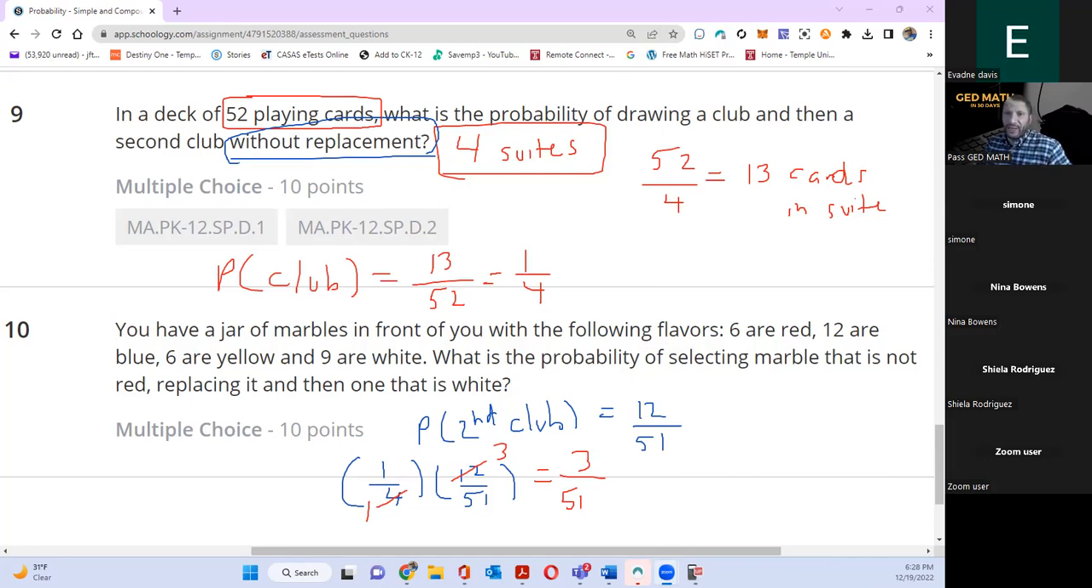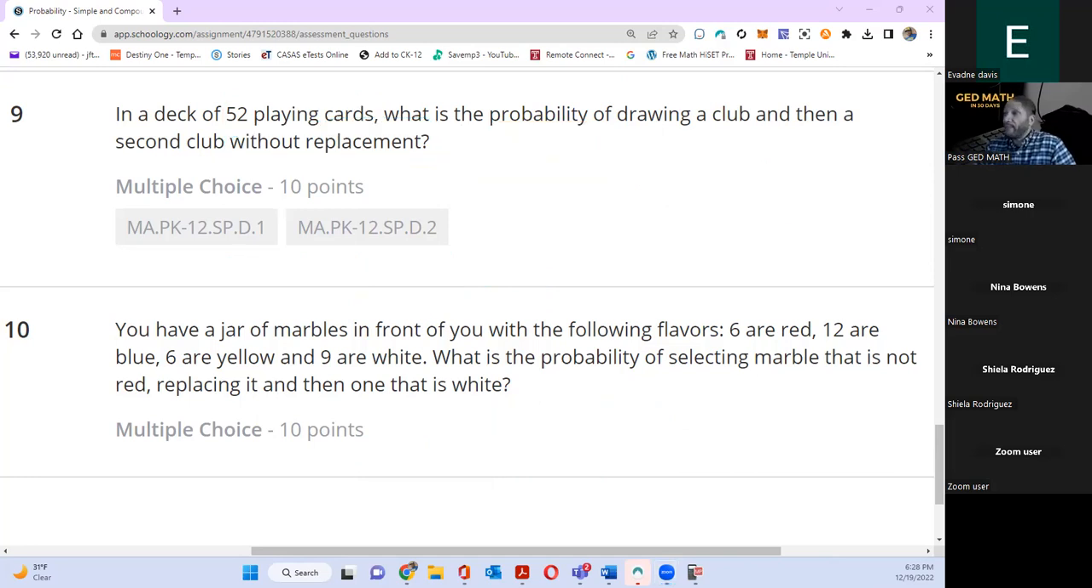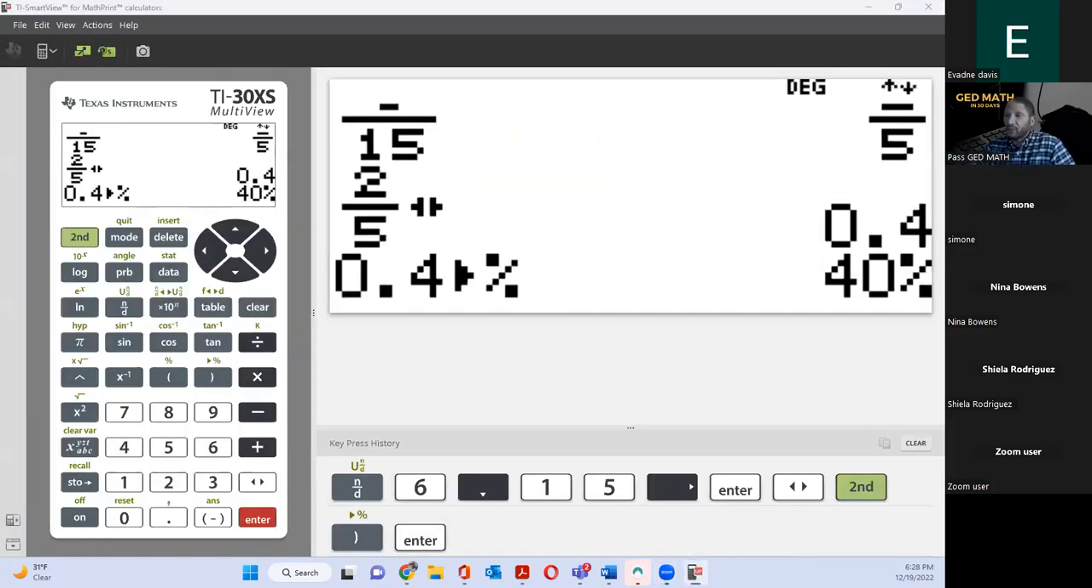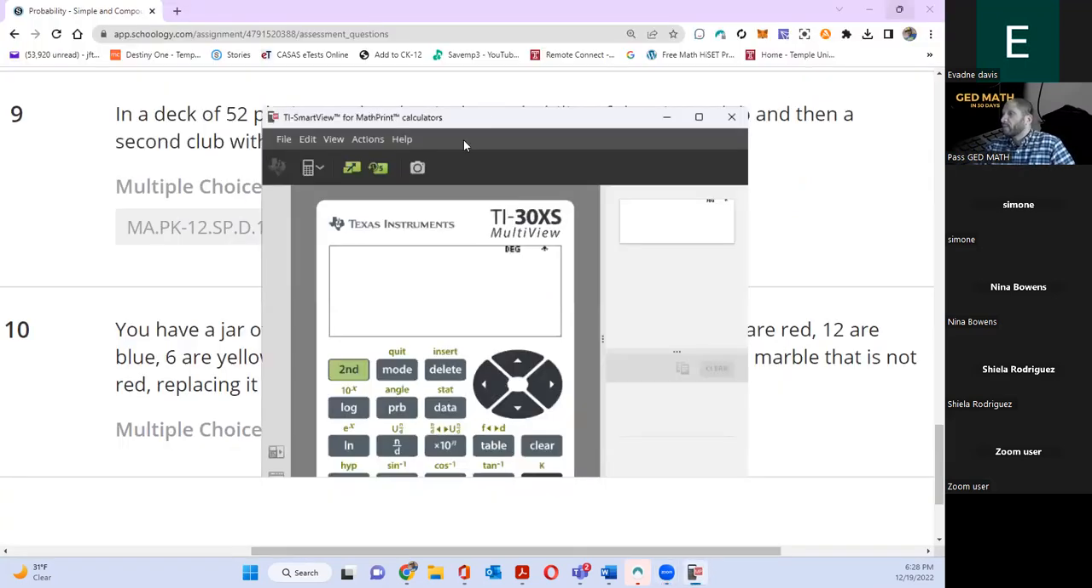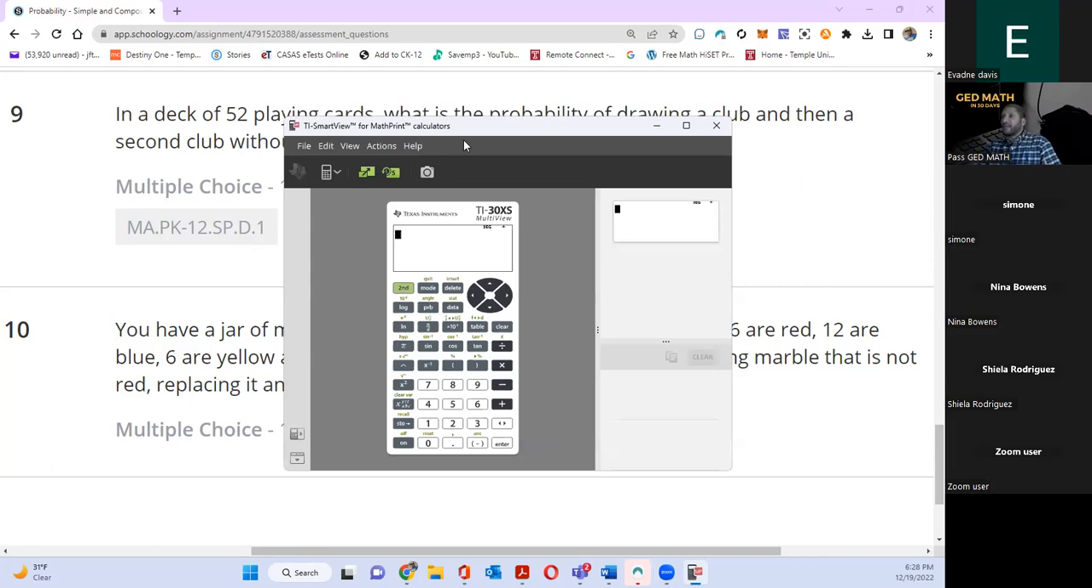Let me save this and clear the screen. And we're going to do it on our calculator. Now, without the calculator, it took us almost 3 minutes. Watch this. I'm going to grab my calculator. I'm going to clear the calculator so we can see all the steps that we need to take. Okay, and I'm going to maximize the calculator so we can see.